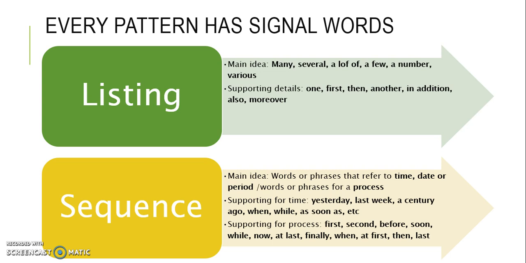But if we have a sequence of process, it explains to us how to do something or how something is done. For example, when you go to see how a book is done, or to see what is the process of collecting the fruit and making a juice.